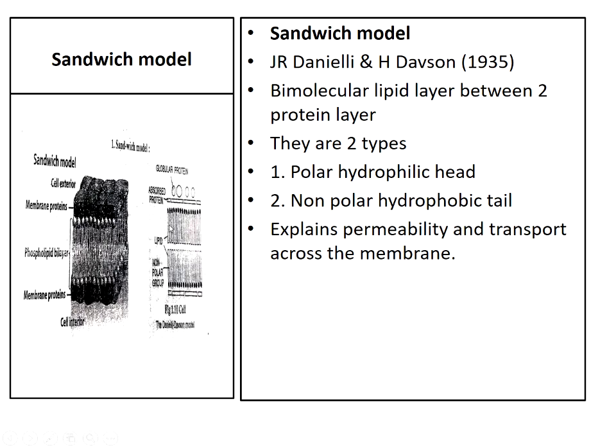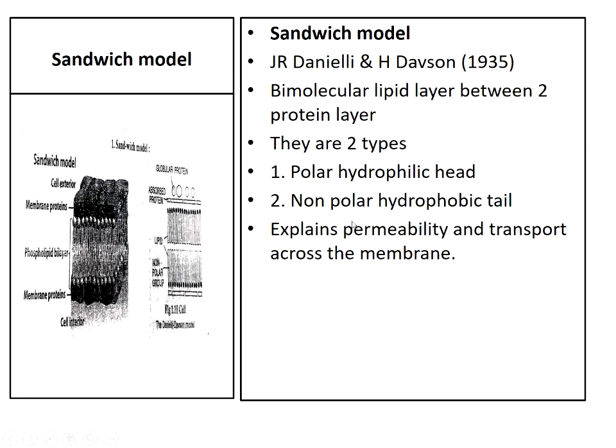So you can observe in the figure that there are two lipid layers, and these lipid layers are sandwiched between the two protein layers. The double layers of lipids are present at the center, and these lipid layers are mainly called phospholipids. They consist of two parts, that is a polar hydrophilic head and a non-polar hydrophobic tail.